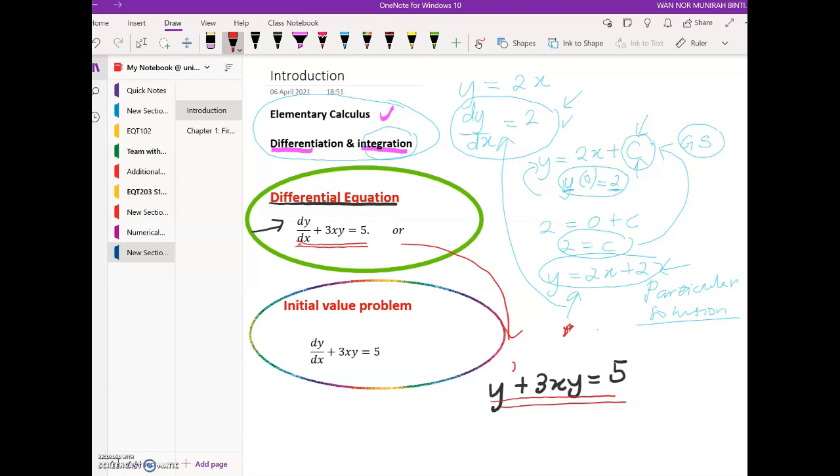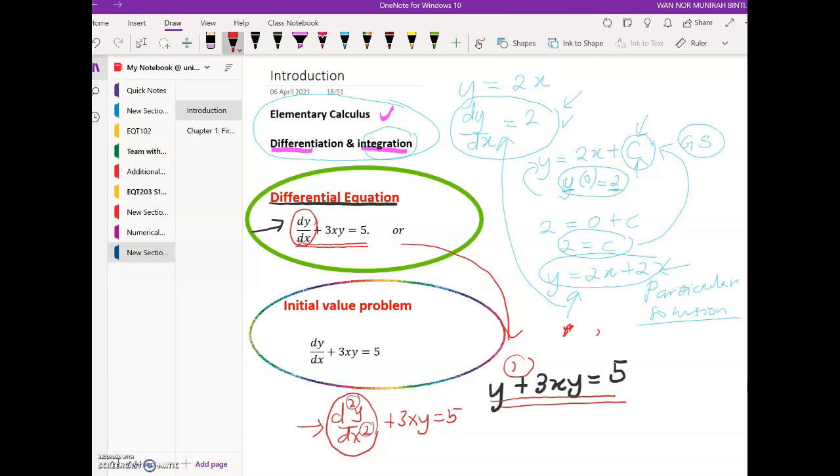This notation has only one, a single derivative, or just dy/dx, and we call it first order. The order is 1, so we call it a first order differential equation. If you have d squared y over dx squared plus 3xy equals 5, look at your equation. This is an equation, but it consists of a derivative, so this is a differential equation. And look at the order. The order is 2, so this is a second order differential equation.